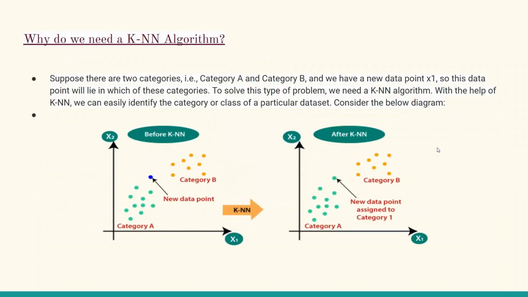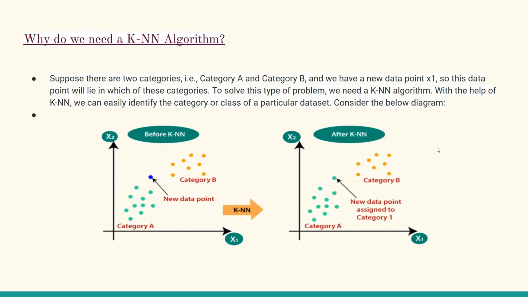Why do we need a KNN algorithm? Suppose there are two categories, category A and category B, and we have a new data point x1. So this data point will lie in which of these categories? To solve this type of problem, we need a KNN algorithm.